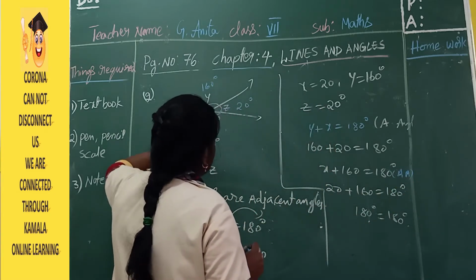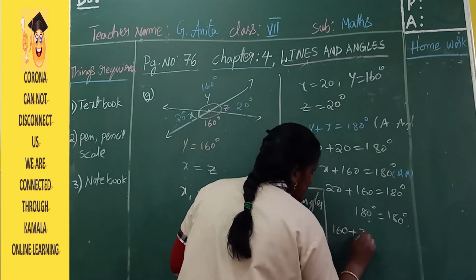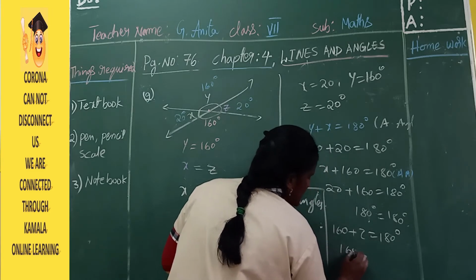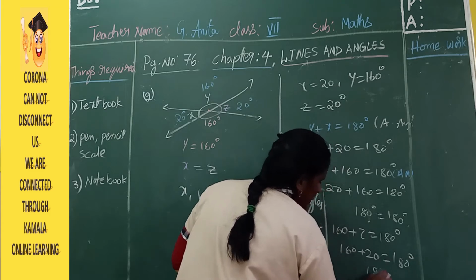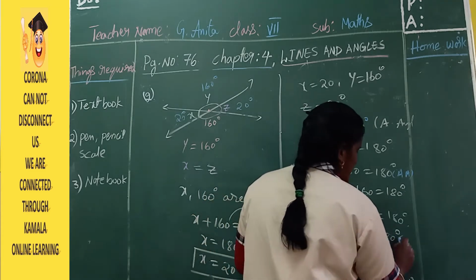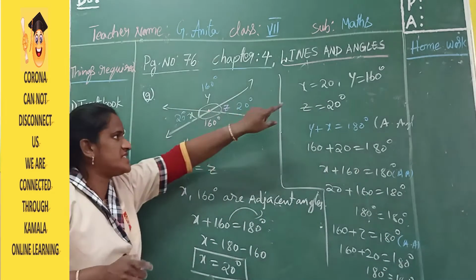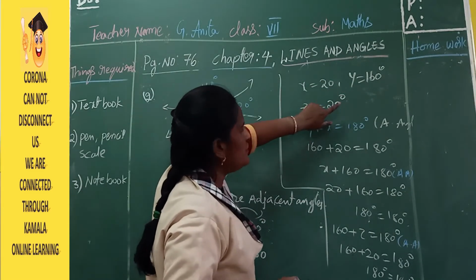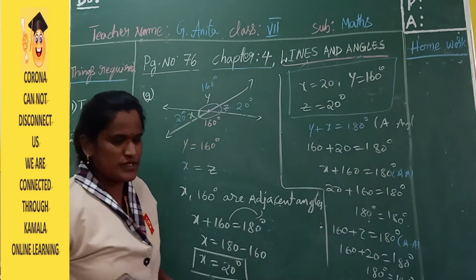Next, 160 plus z is equal to 180 degrees, so z is nothing but 20 degrees. Yes, 180, because they both are adjacent angles. Yes, it is correct. So that's why x is equal to 20 degrees, y is equal to 160 and z is equal to 20 degrees. Got it, students? Our conclusion is the x, y, z values.